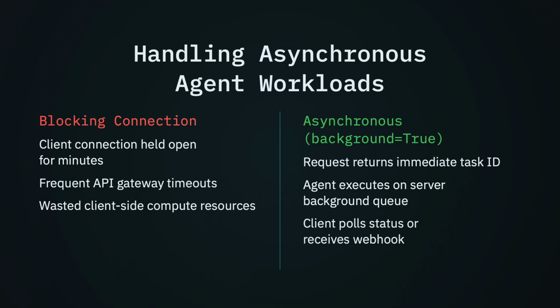What about long-running tasks? If your agent needs to run a 5-minute research cycle, keeping an open HTTP connection will cause gateway timeouts. The Interactions API solves this with background equals true. This tells the server to execute the task asynchronously, allowing the client to poll the status or receive a webhook notification when the agent completes its run.